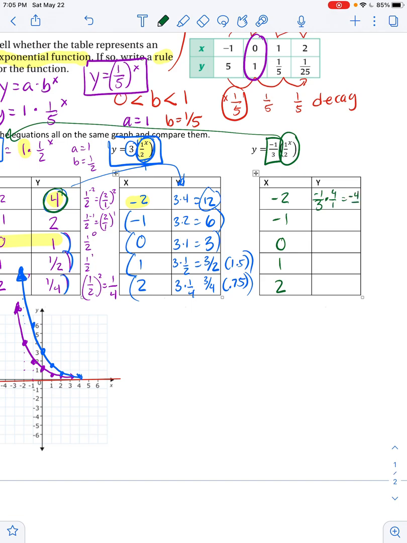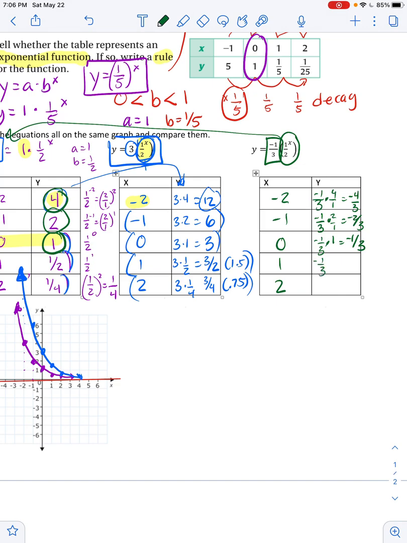So -4/3. Okay, then I need to put in a -1/3 times, what did I get before? A 2. So -2/3. I'm going to take my -1/3 from this problem and multiply it by the 1 that I got when I plugged that in. So -1/3.